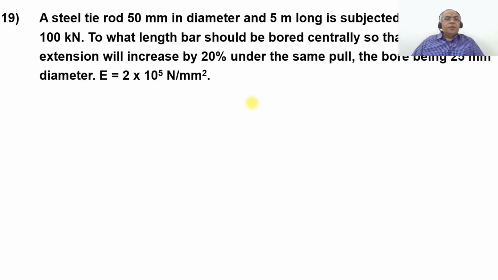Now, in this video, we are going to take up one more problem on a steel tie rod, problem number 19. It reads: a steel tie rod 50 mm in diameter and 5 meters long is subjected to a pull of 100 kilonewton. To what length should the bar be bored centrally so that the total extension will increase by 20% under the same pull? The bore being 25 mm diameter, take E equals 2 into 10 to the power of 5 Newton per mm square.